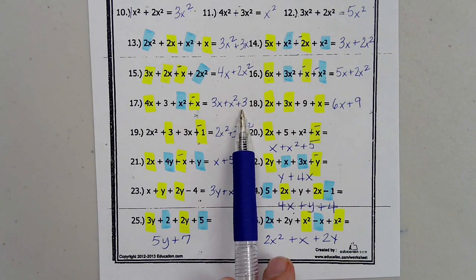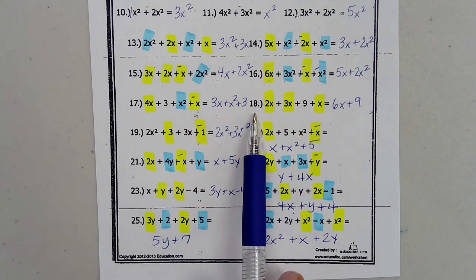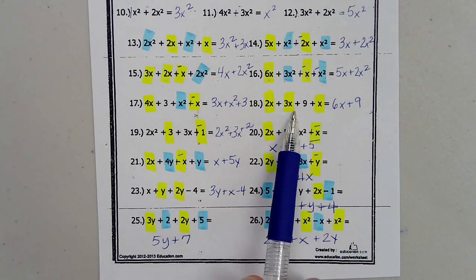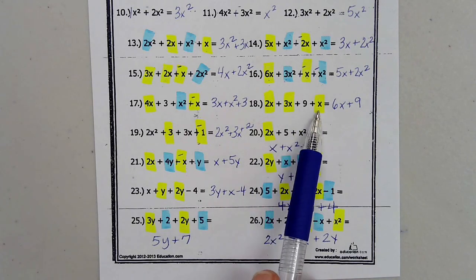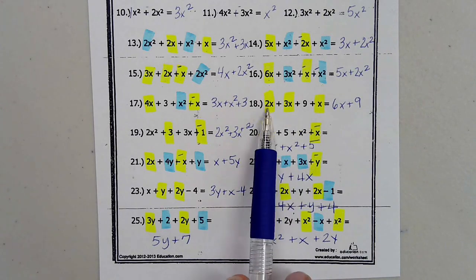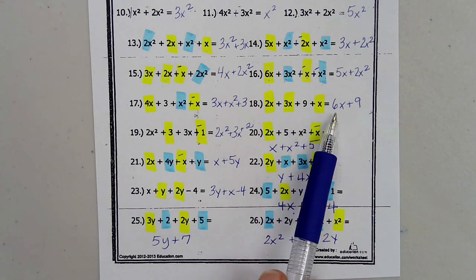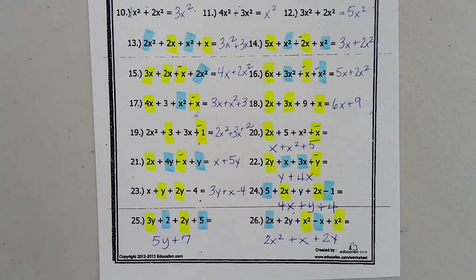You'll notice that in 18 I have 3 terms that all have an x as part of the term. 2 x's, 3 x's, and 1 more gives me a total of 2 plus 3 is 5, plus 1 more is 6x. And then I put the 9 on the end. So take a second to pause your video to go ahead and check your answers for 13 through 26.